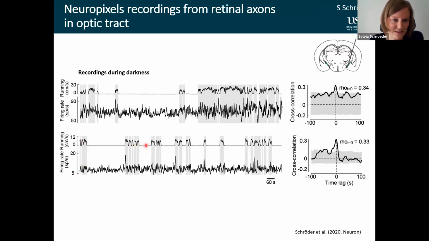Here's another, a second unit. And again, you can see here the running speed of the mouse. This was a different recording session. Here again, the firing rate of the unit. And again, this unit has a positive correlation.